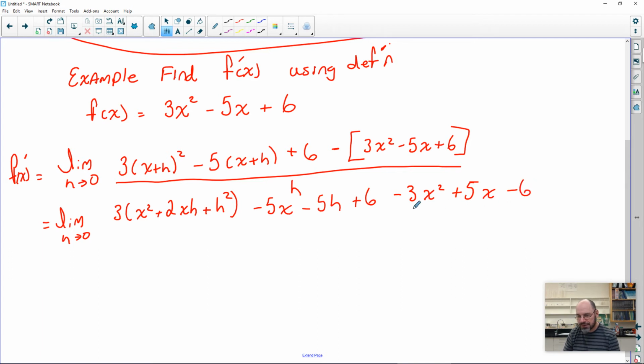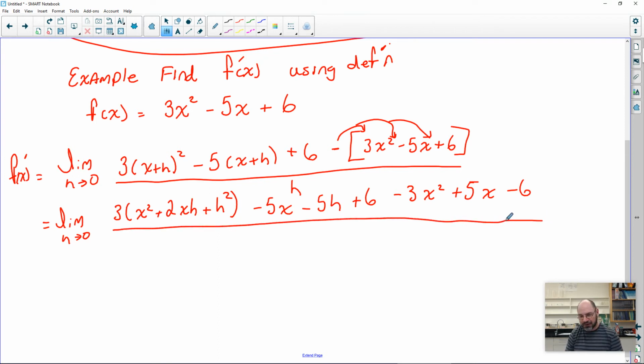Okay, I've removed the brackets. So I leapfrog that -1 to each of those, so it changes the sign on all those. That's why you've got to be careful there. That's an error that I make. That's an error that many people make when they forget that negative. So keep that in mind.